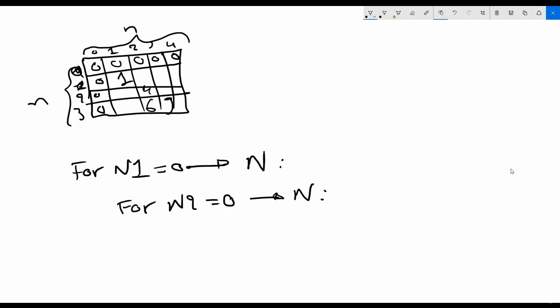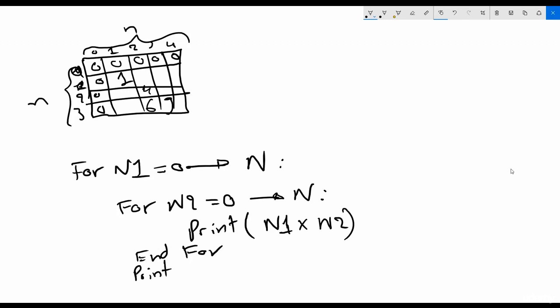And every time we're going to multiply n1 times n2 and then print that. So print n1 times n2. And for here, we can print an empty line here, so print line. And then we're going to end the second for.